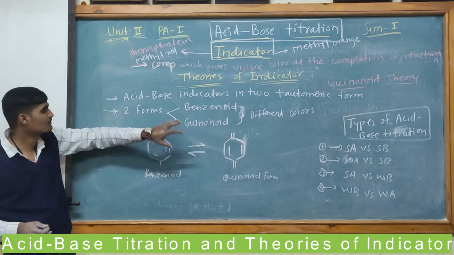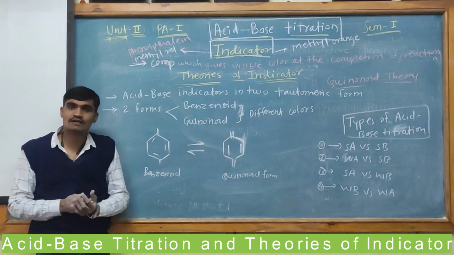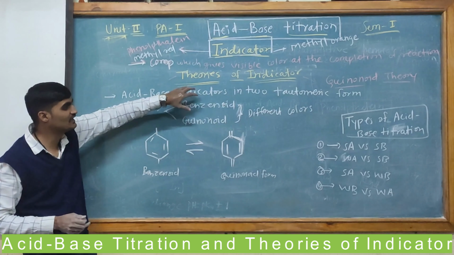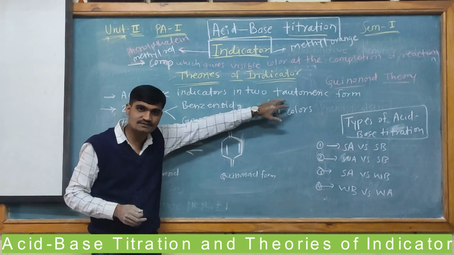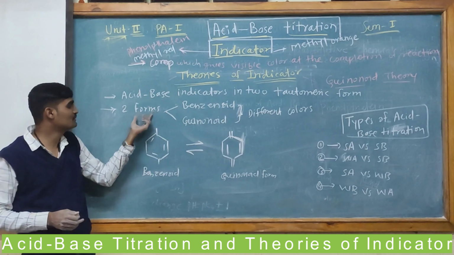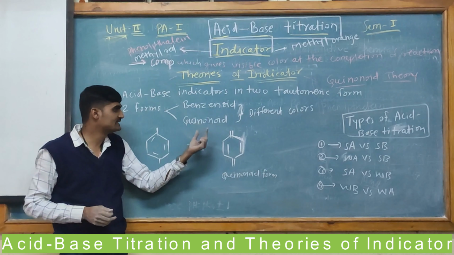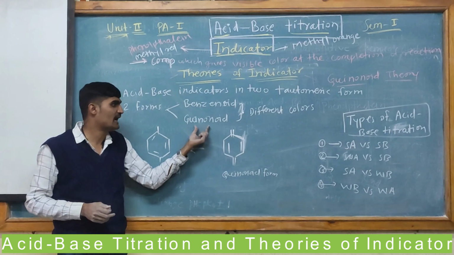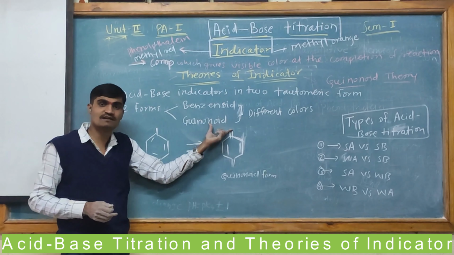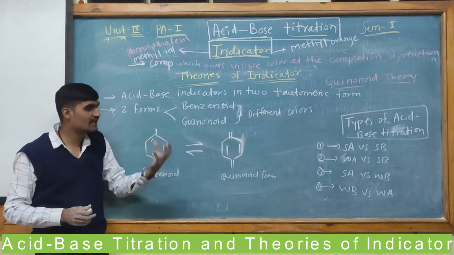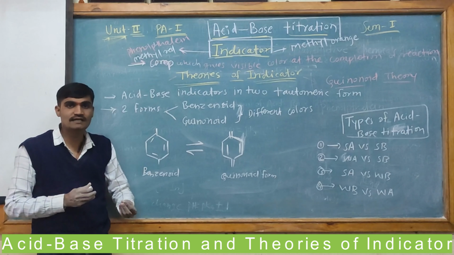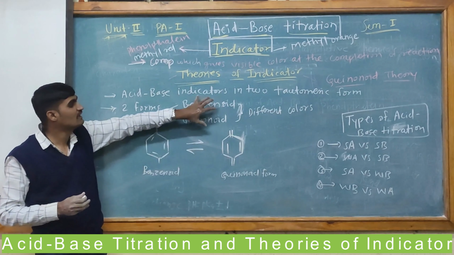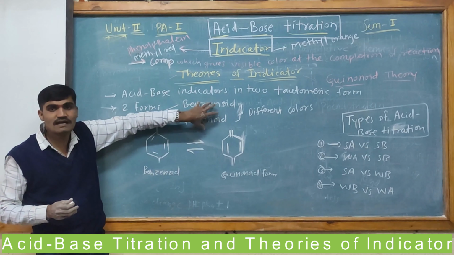According to the quinonoid theory, an acid-base indicator exists in two tautomeric forms. One is the benzenoid form and the second is the quinonoid form, and these two forms have different colors. One is colorless and one has a color. So based on the instant conversion, these compounds are chemically equivalent and available.